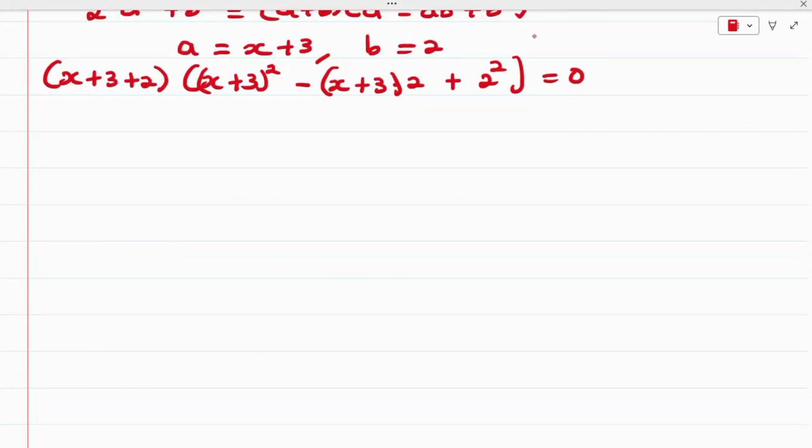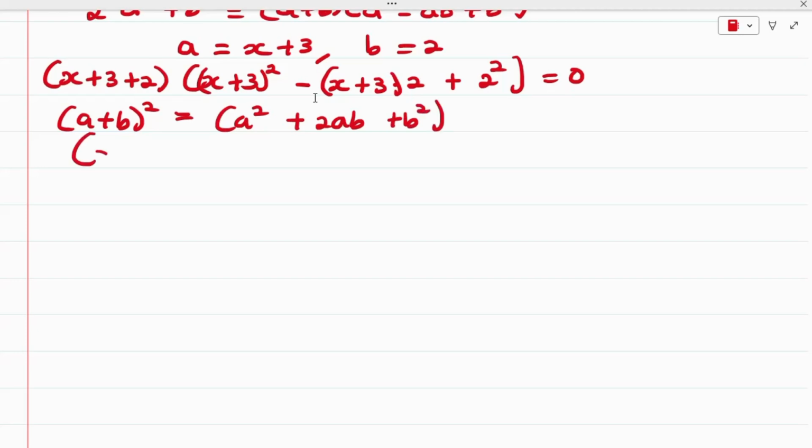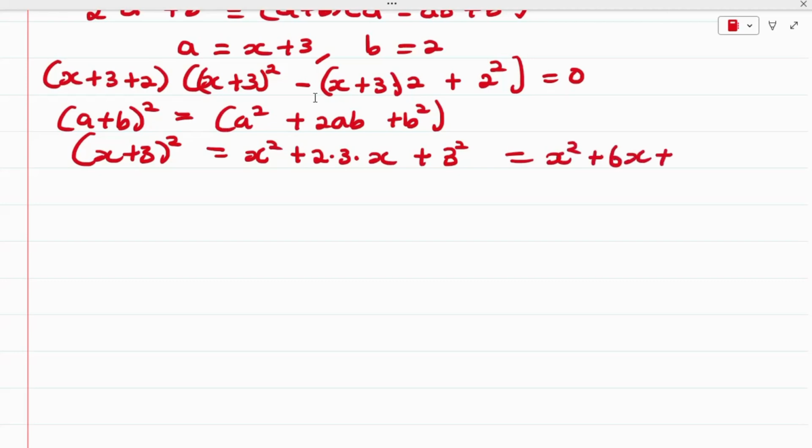Alright, so at this point we want to simply note that if we have (a + b)², this is equal to a² + 2ab + b². So we have (x + 3)², which is equal to x² + 2 × 3 × x + 3². So this is equal to x² + 2 × 3 × x, which gives us 6x, plus 3², which is 9.